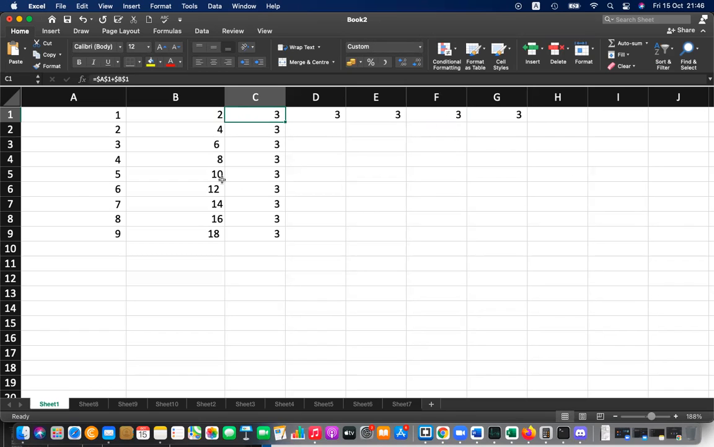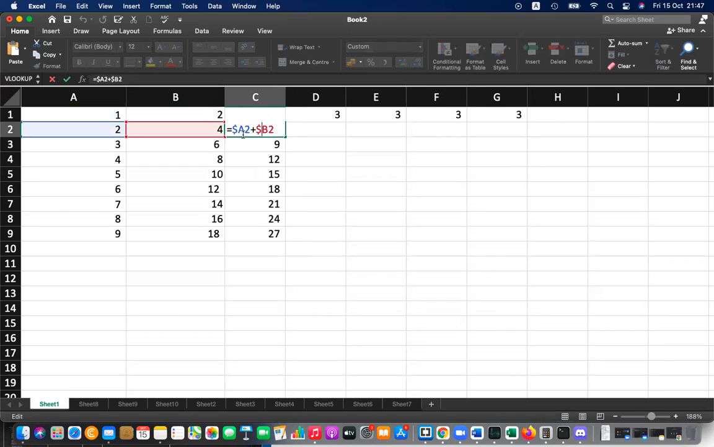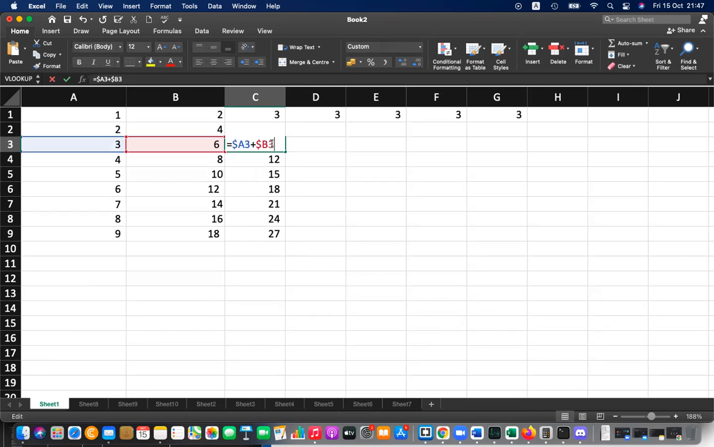Right? Then it does not change downward, and it does not change across. But only, let's say only in front of the letter. Then you drag here, it will not change. But if you drag downward, it will change, because the dollar is in front of the letter. The number is changing. Okay, that is a summary theory part.